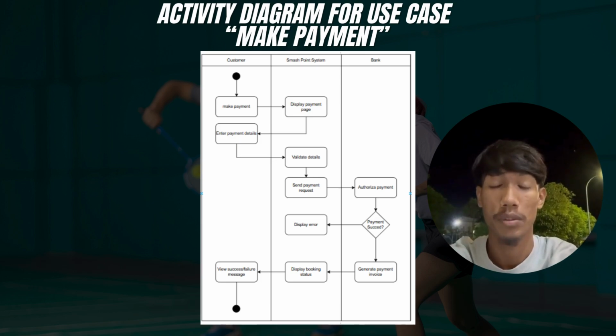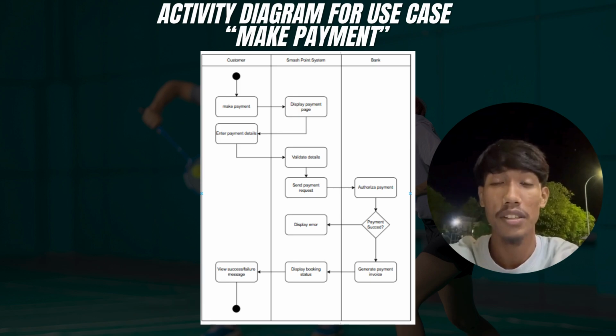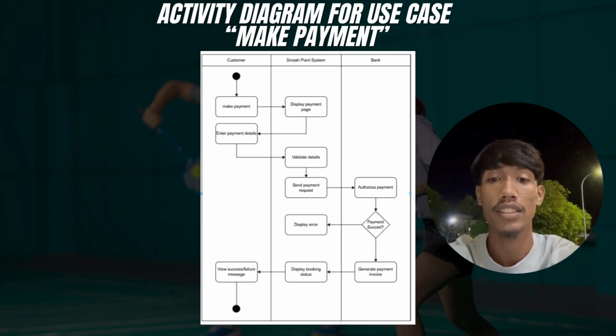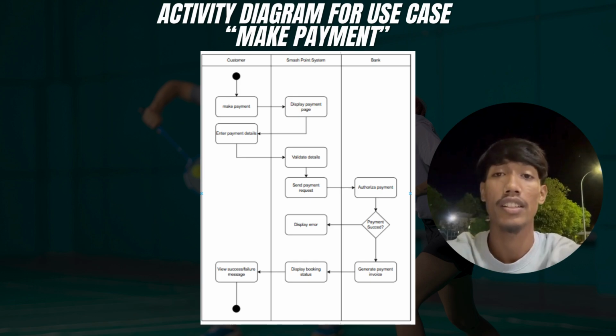So hi, my name is Hanif, and today my part is the activity diagram for manage payment. So now let's examine the manage payment process. First, the journey begins when a customer selects to make a payment. The system displays the payment page where the customer enters their payment details.